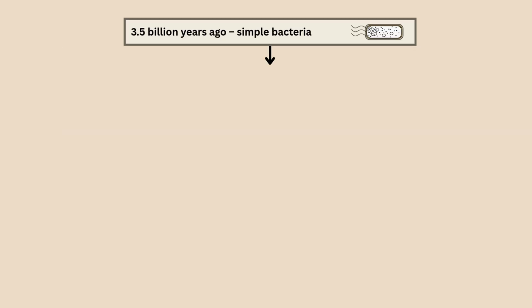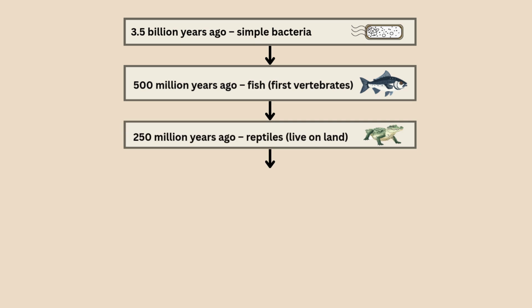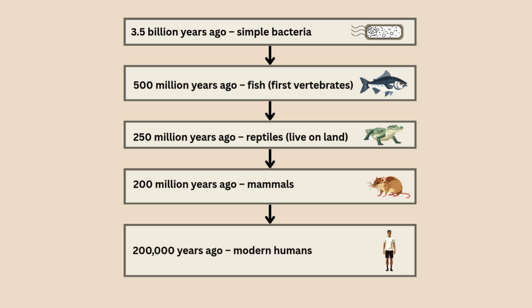About 3.5 billion years ago, simple bacteria evolved. About 500 million years ago, fish evolved. 250 million years ago, reptiles evolved. 200 million years ago, mammals evolved. About 200,000 years ago, modern humans evolved.